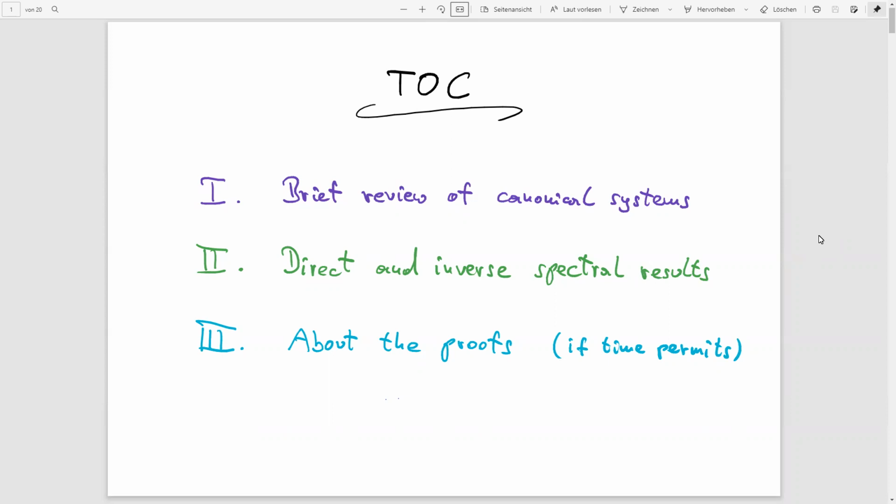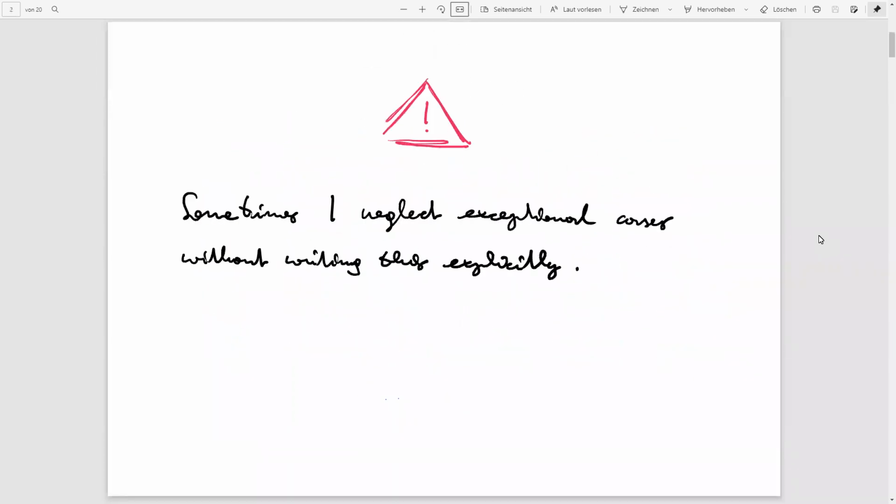The first thing I should say is that not everything I will say is strictly perfectly correct. From time to time, I just neglect some exceptional cases without writing this on the slides. I will try not to forget saying so when it is the case, but please keep in mind that what I give is a basic idea. Some exceptional cases should be treated separately.